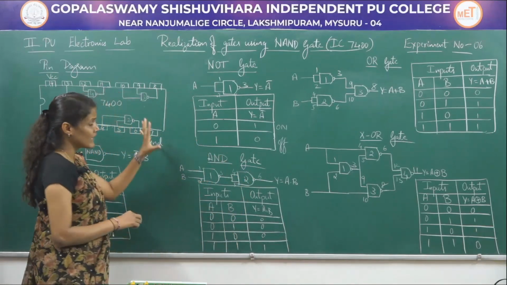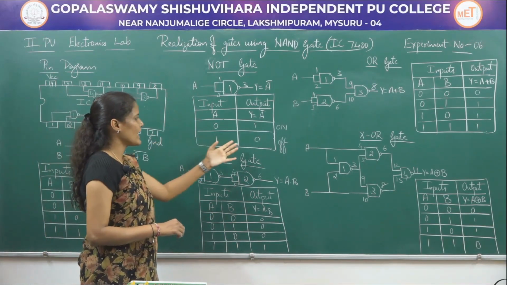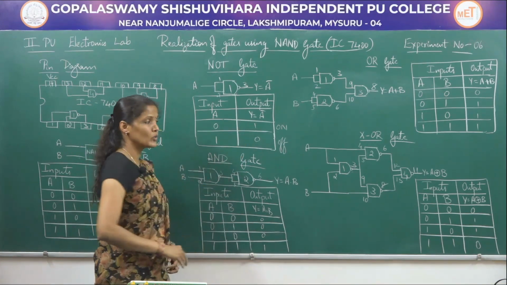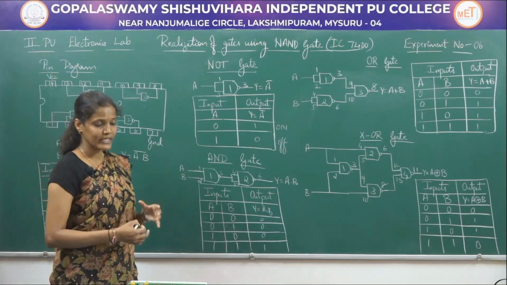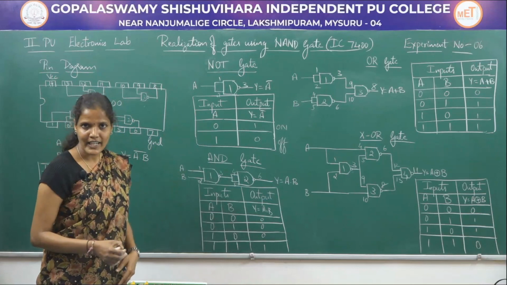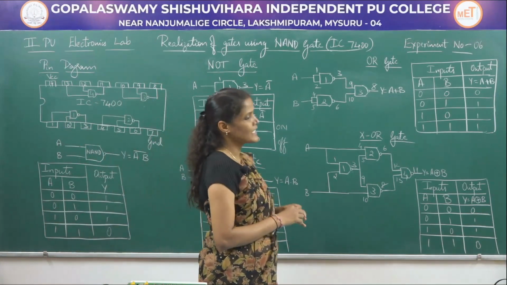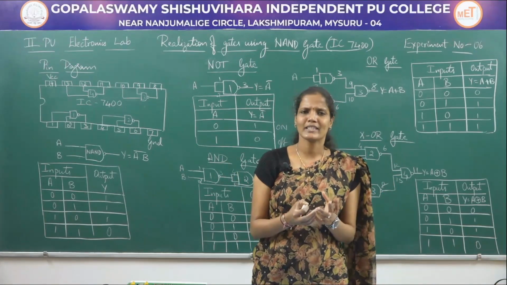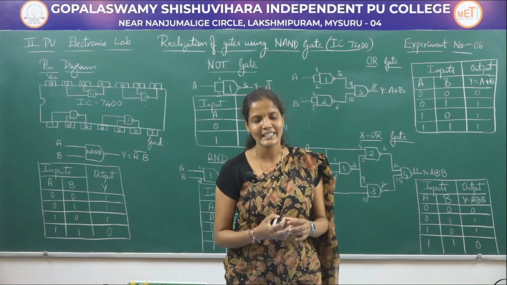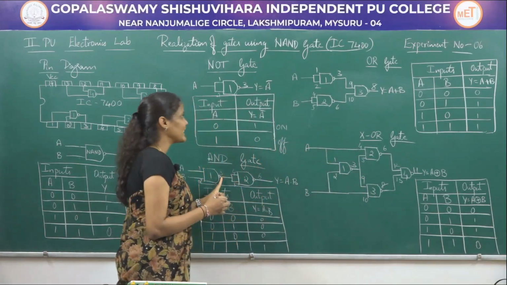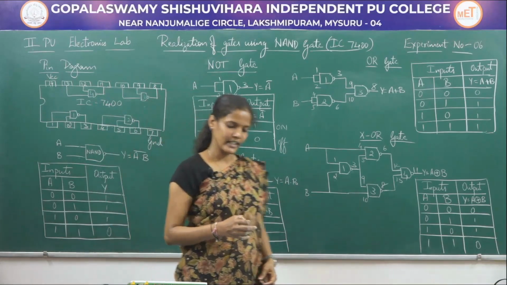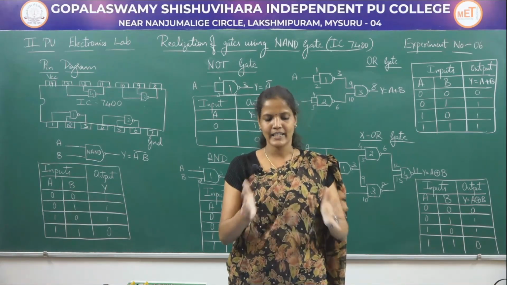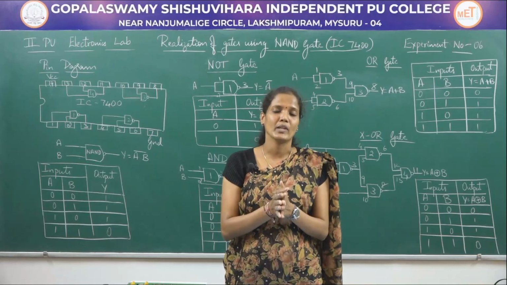So the tabular columns, the truth tables are filled. Wherever I have written 0, there the LED was turned off, and wherever I have written 1, the LED had turned on. We have already seen that while conducting the experiment. So using this NAND gate, using that only single IC 7400, which is an IC of a NAND gate, we successfully realized NOT gate, AND gate, OR gate and XOR gate. So the result is these gates are constructed using 7400 and their respective truth tables are verified successfully.